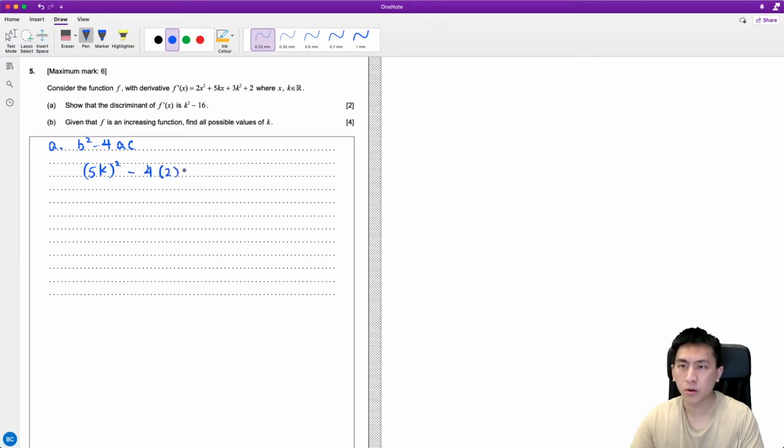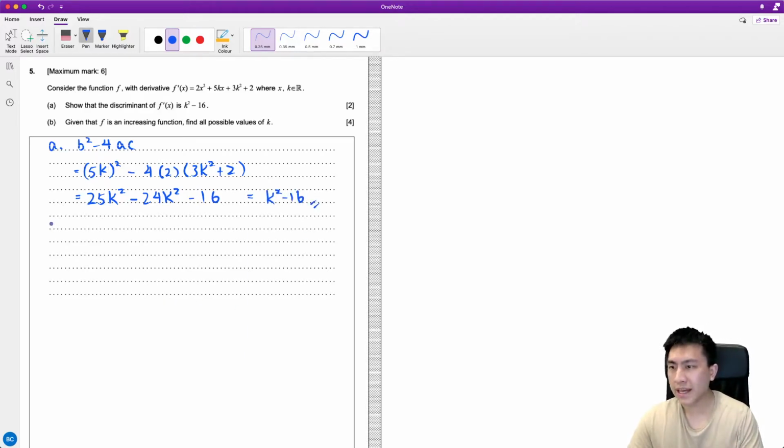A is 2, and c is 3k squared plus 2, right? Yeah, equal. And that's 25k squared minus 24k squared. That's 8 times 3, right? And 8 times 2 is 16, so minus 16, which would therefore give me, I'm going to save some space, I'll write it here, k squared minus 16, and then you're done.